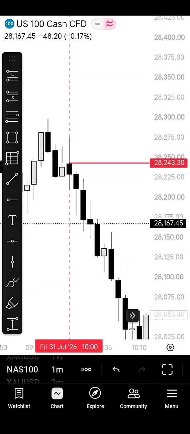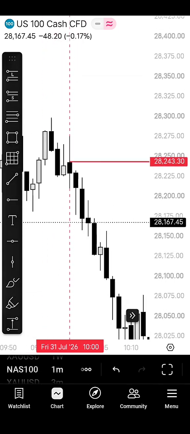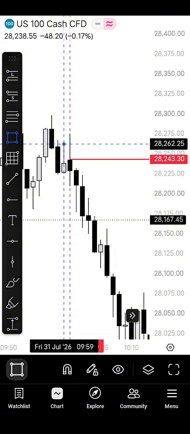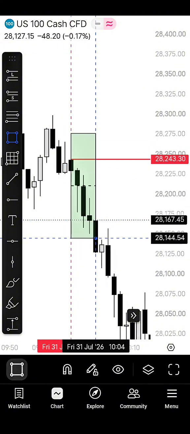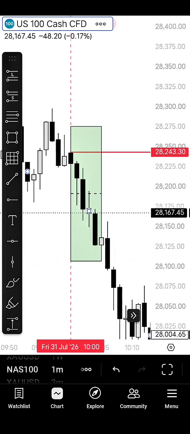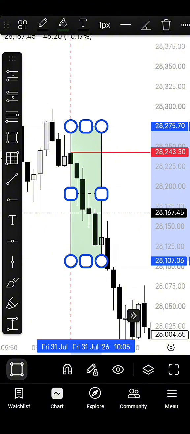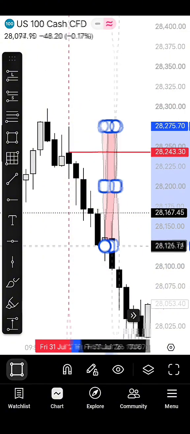Now I will not take a trade blindly after the 1 minute candle closure. I will wait for the first 5 minute candle to be closed. So this is the 10 a.m. candle, and this is the 5 minute candle. You can say a bearish candle.